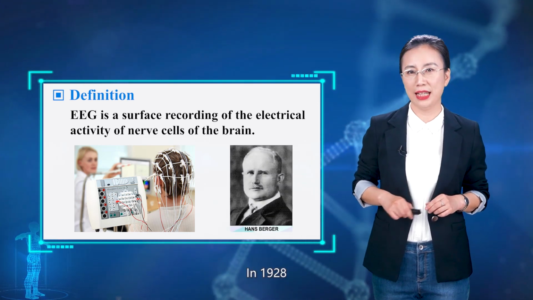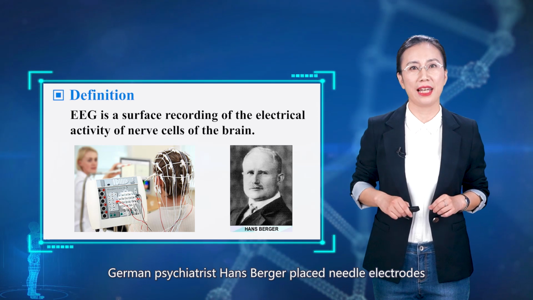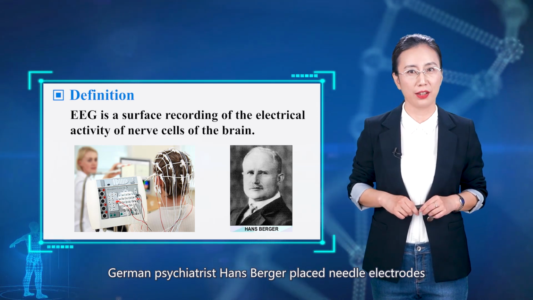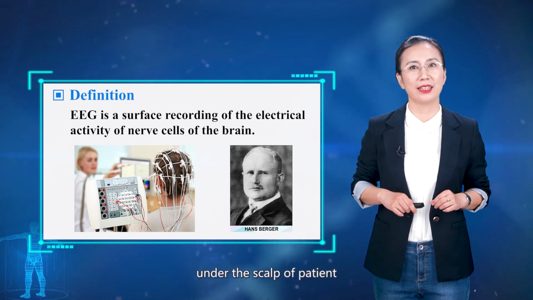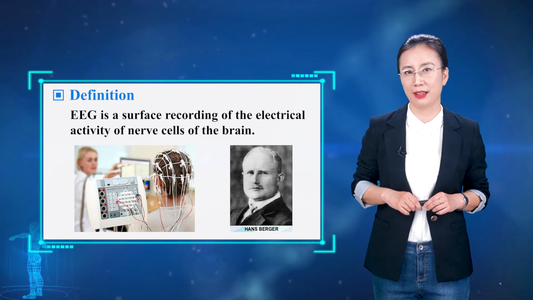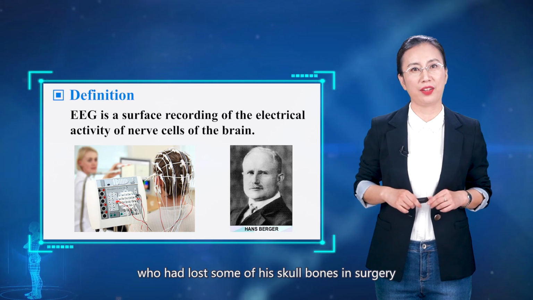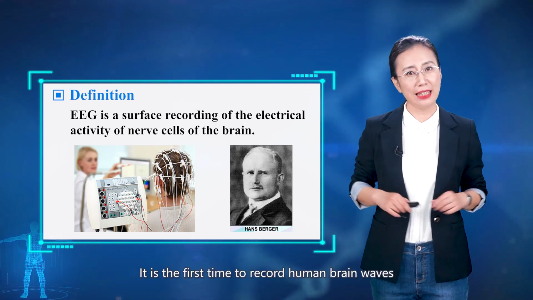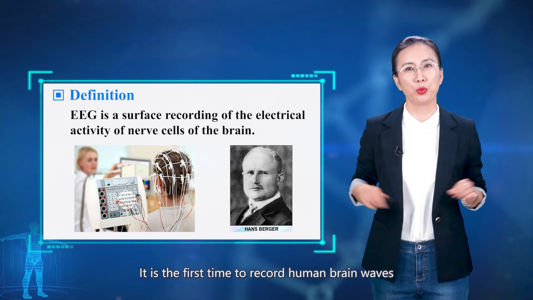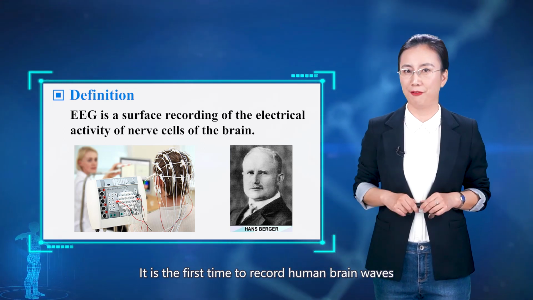In 1928, German psychiatrist Hans Berger placed needle electrodes under the scalp of a patient who had lost some of his skull bones in surgery. It was the first time human brain waves were recorded.